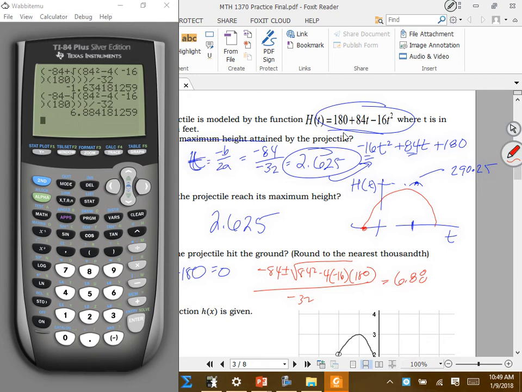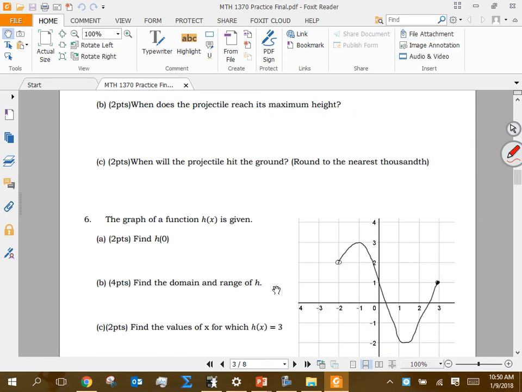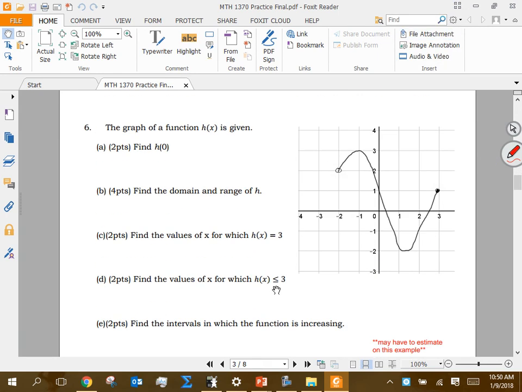These are all things that you could go to Y1, type that in, and find maximums and intercepts and all that kind of stuff, and get the same exact answers. So if you want to use your calculator, go ahead and do that. Number 6 says the graph of the function is provided, find h of 0. Okay, h of 0, that is the height at 0, so x being 0. The y value that I get back is 1. Remember, this is an input, and those are x values.